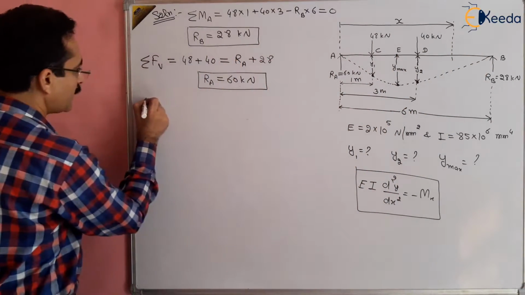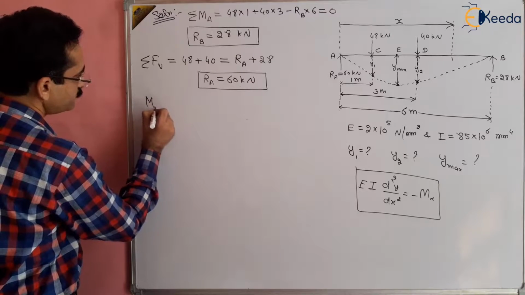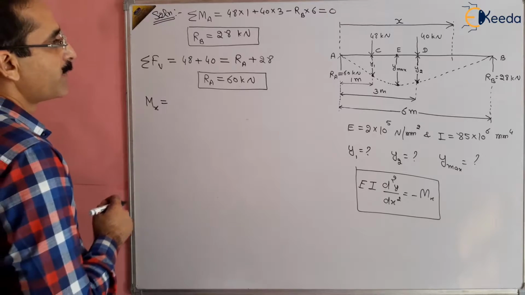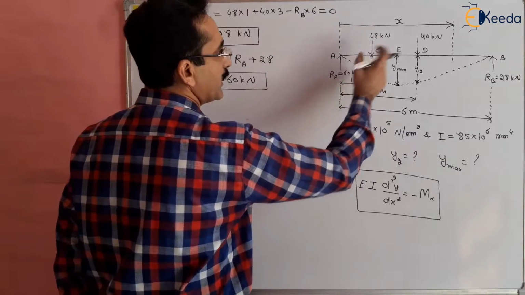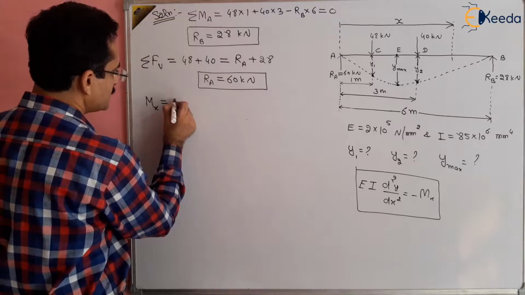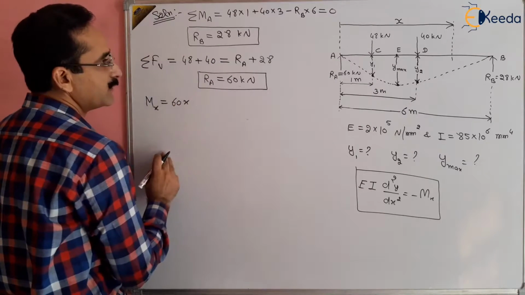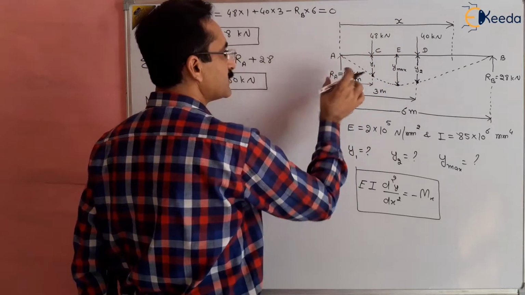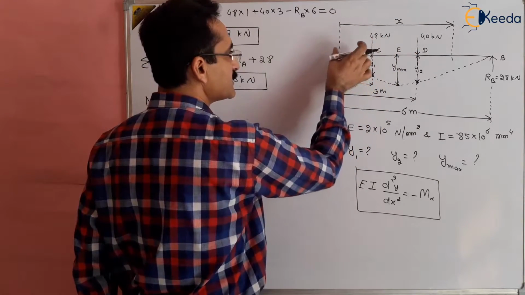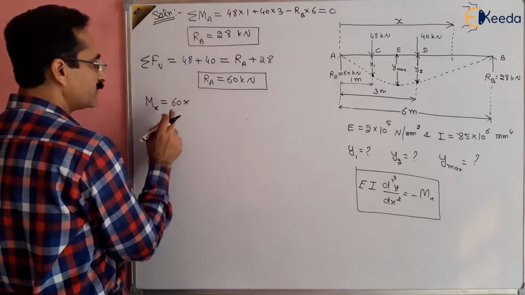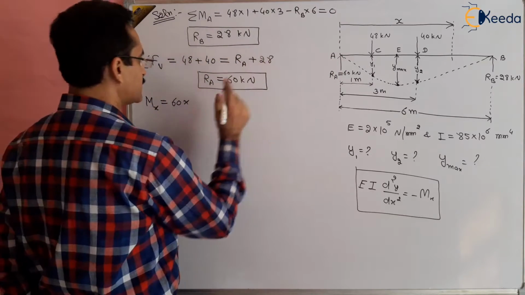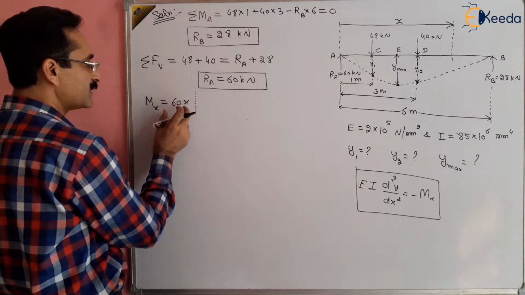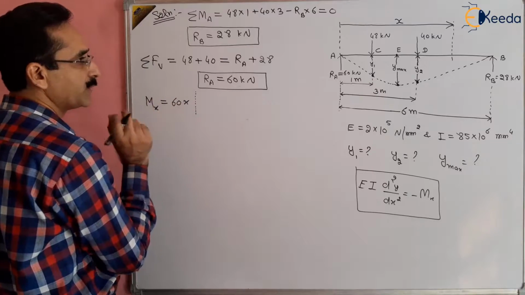So if we find out Mx now, that will be equal to 60 multiplied by x. It is as if this x is taken between A and C. So if it is taken between A and C, this is 60x. So this is 60x, which is valid between A and C, right? I am taking a dotted line here. It shows that this is valid between A and C, the first part of the beam.